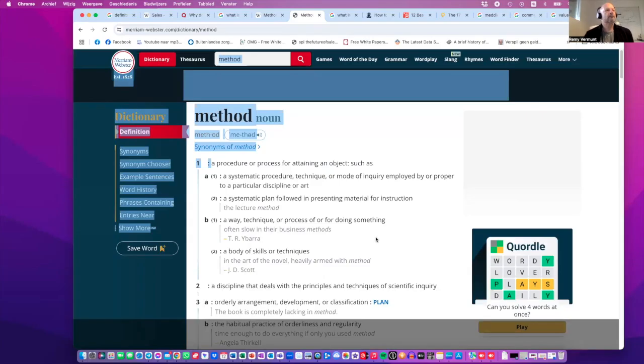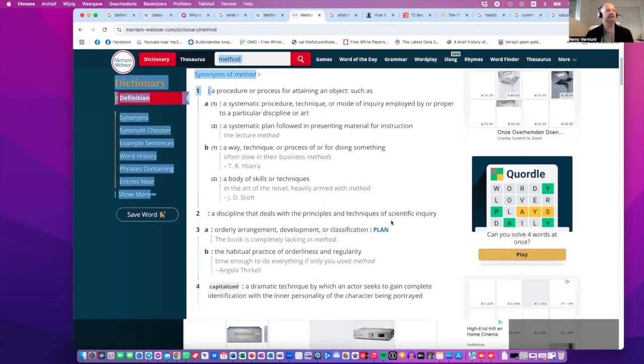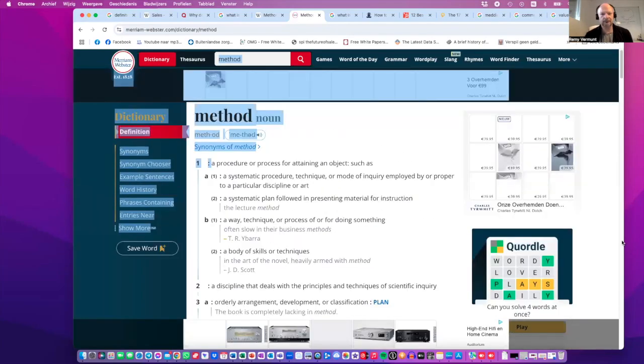So let's try to simplify this. Process: input, steps, stages, actions, activities, output was the process. A method is the plan, could be the process, could be a set of skills, could be a technique, could be a procedure, could be achieving something, could be approaching something.